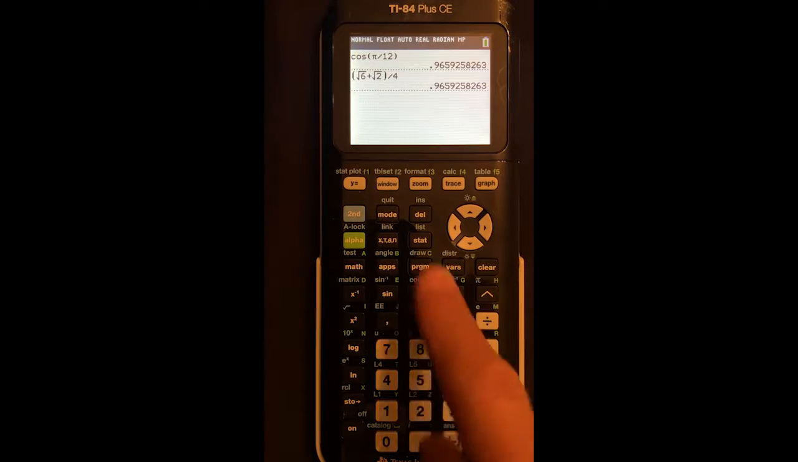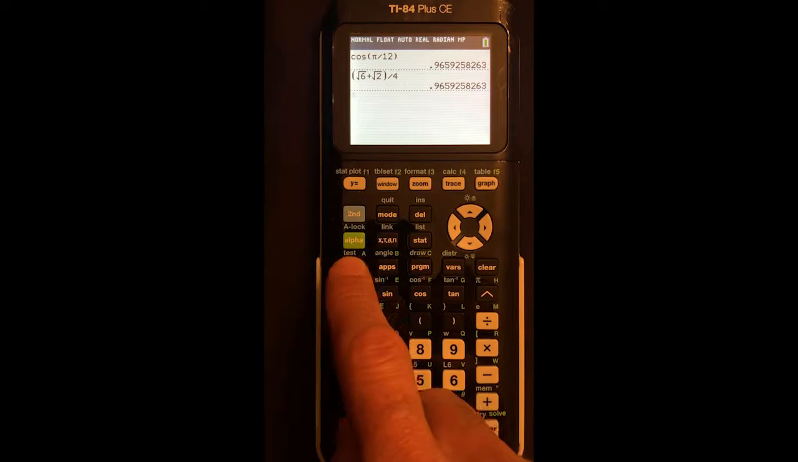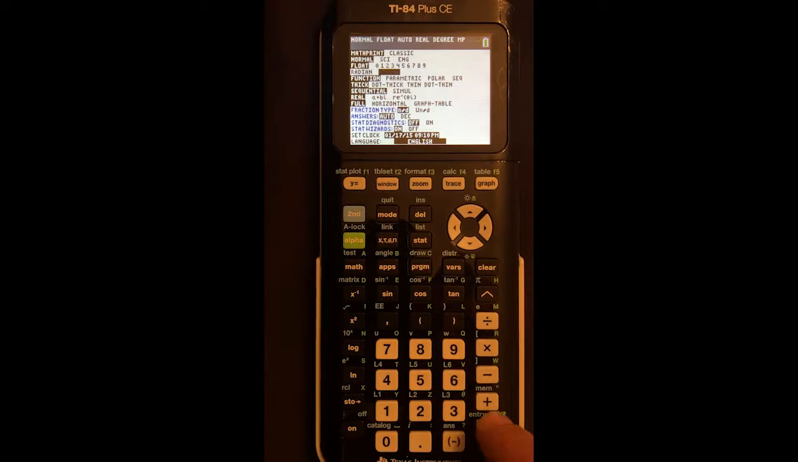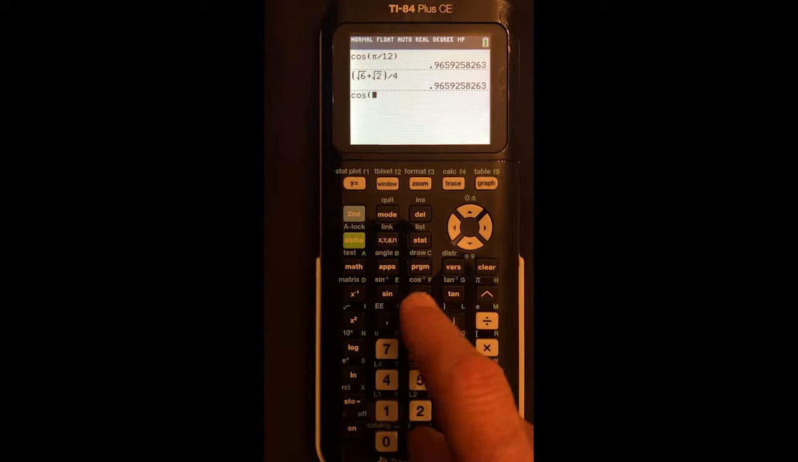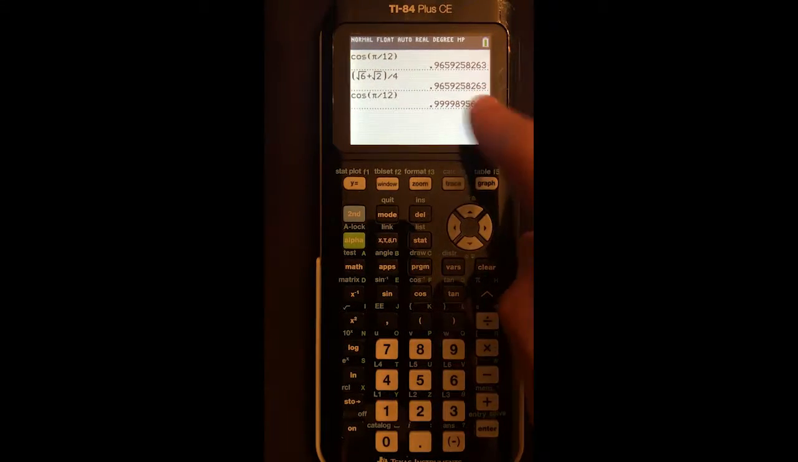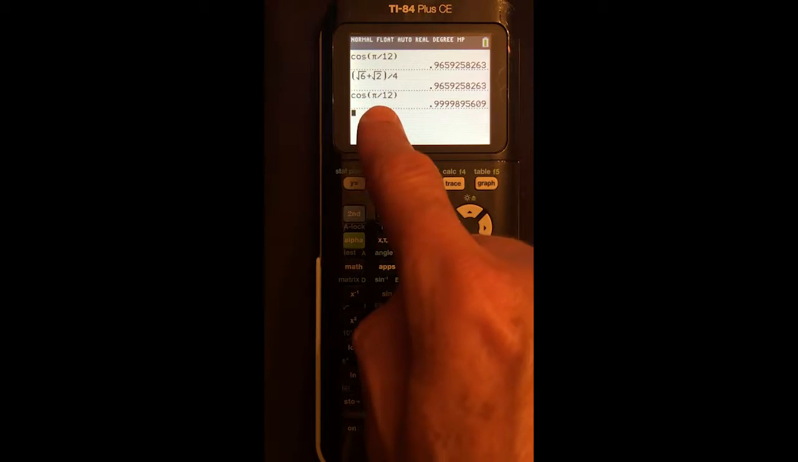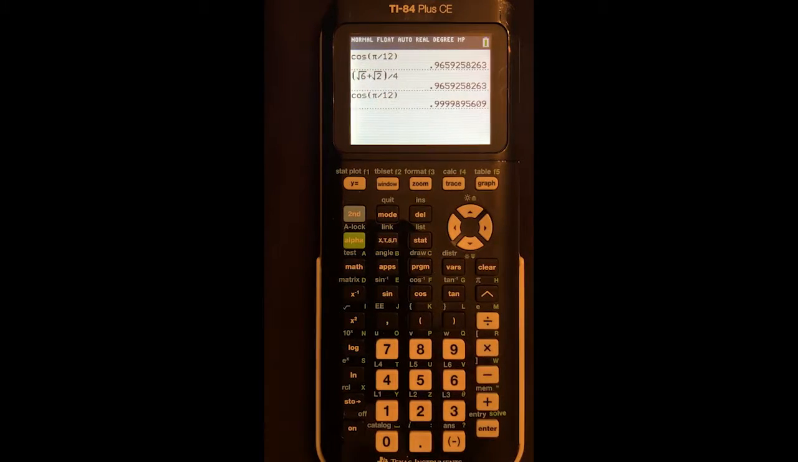But again, if you had done this cosine of pi over 12 with your mode, remember you go to mode, with the mode in degrees instead of radians, you wouldn't have been able to figure this out. You would have gotten the wrong answer because you would have said, wait, that doesn't work. I'm looking for 0.9659, etc. But no, this is cosine of pi over 12 degrees. And again, they're giving you an angle in radians.